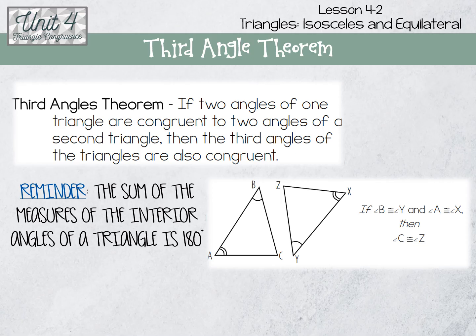Third angle theorem. If two angles of one triangle are congruent to two angles of another triangle, then the third angles of a triangle are also congruent. That makes sense. If all three angles add up to 180 degrees, and we're subtracting out the same thing in both triangles, and then subtracting out another same thing in both triangles, what's left has got to be equal to each other. That's third angle theorem.